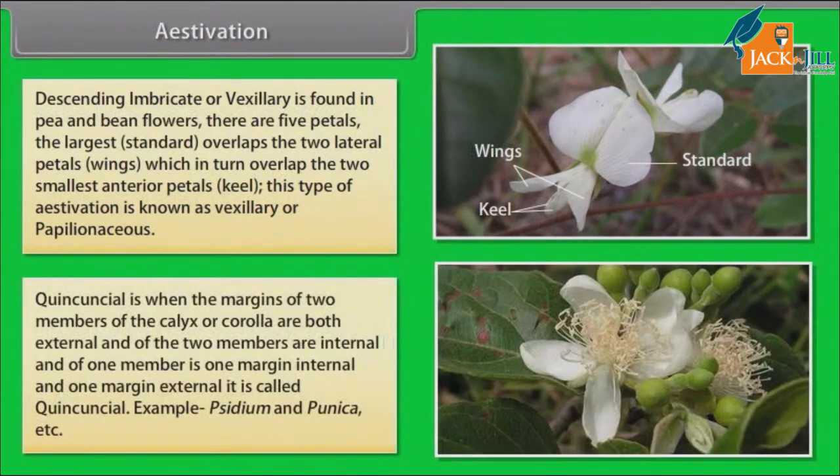Quincuncial is when, of the 5 members of the calyx or corolla, the margins of 2 members are both external, the margins of 2 members are both internal, and of one member one margin is internal and one margin is external. Then it is called quincuncial. Example: Psidium and Punica, etc.